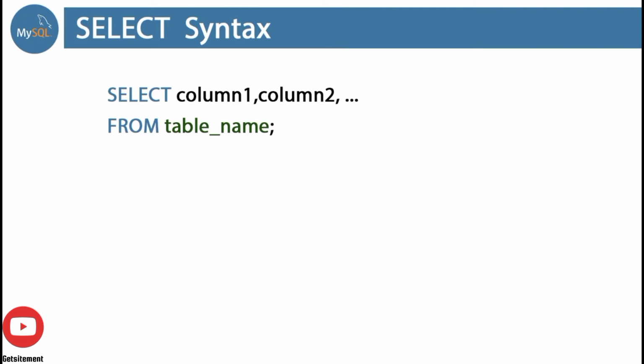You can specify your column's name to see the data. But if you want to see all the data at once, then you need to use star sign. Star means every column in your table. So let's start the practical and see how select command works.